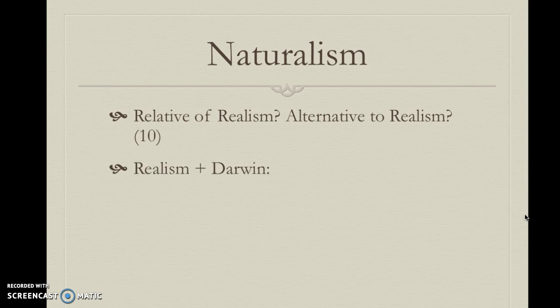One way to think about naturalism is realism plus Darwin. I want you to think about the influence Darwin would have had on the way that people thought about why they are who they are. Darwin, of course, emphasized evolution and the effects of the environment on evolution.